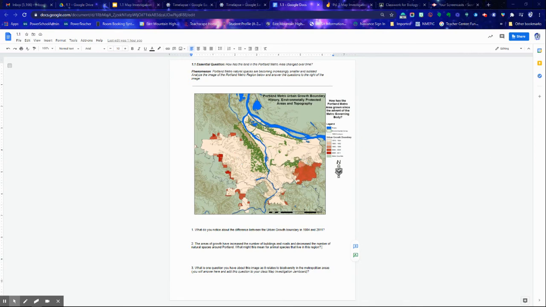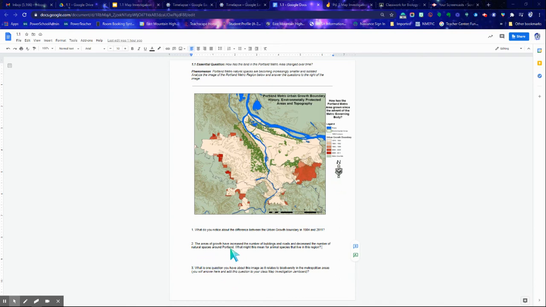So taking into consideration what you saw in the Google Earth engine, as well as this map, these are the questions you're going to be asking. What do you notice about the difference between the urban growth boundary in 1984 versus 2011? So you're using observation skills in order to compare and contrast.